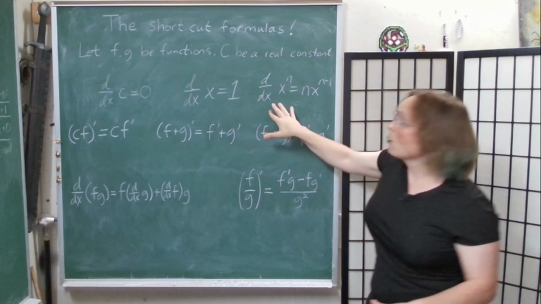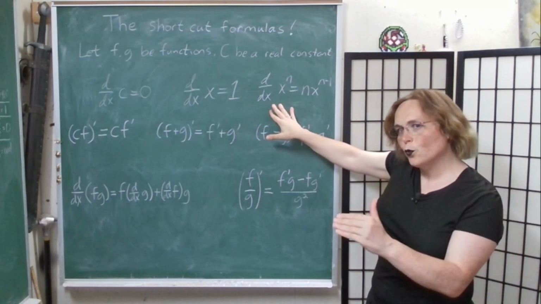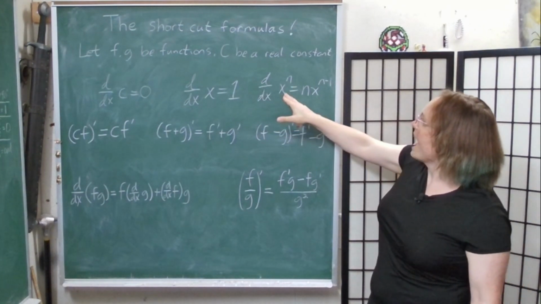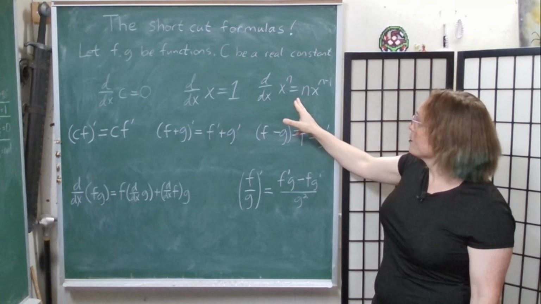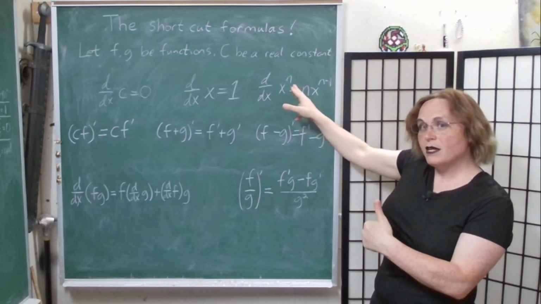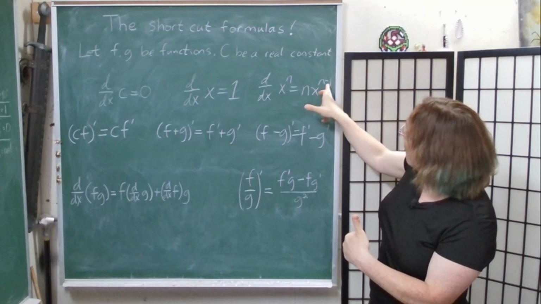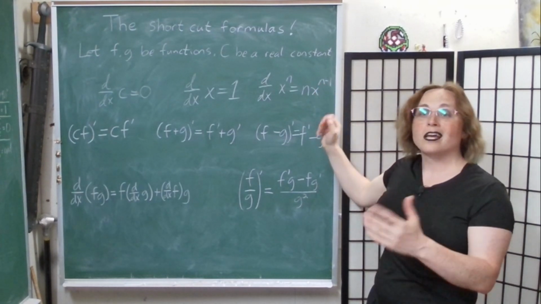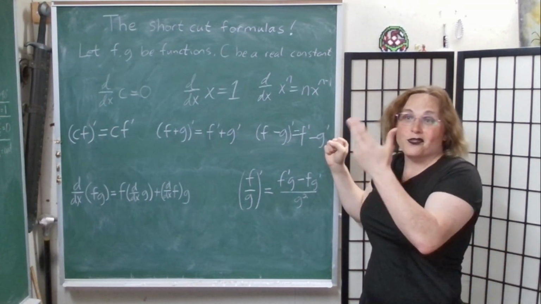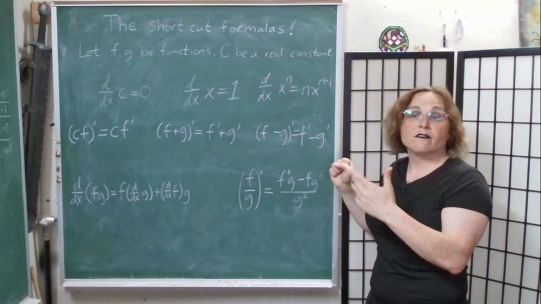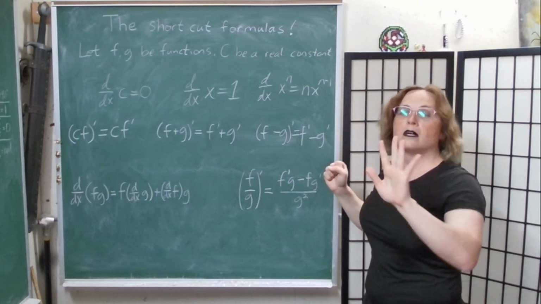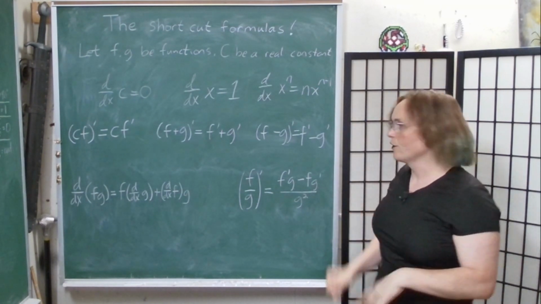From this, we get to what we call the power rule. This is that the derivative of x to any power n is going to be equal to n, meaning that power, times x, and then we just take the power minus 1. So for example, if we had x to the third, we would say the derivative is 3x squared. You'll see examples of that when we prove it.